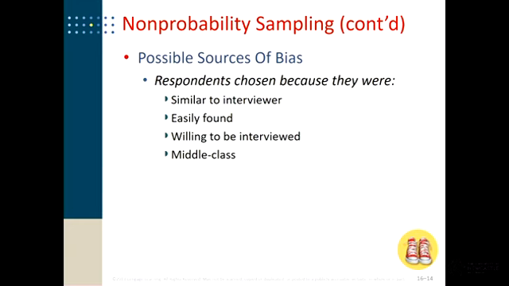Anybody else? What do you mean by this? Similar to interviewer, it's a source of bias. Maybe the samples you choose, these similar respondents, have similar characters, or similar education, so maybe their choice is similar. Similar to whom? To your response. Okay. You are right.